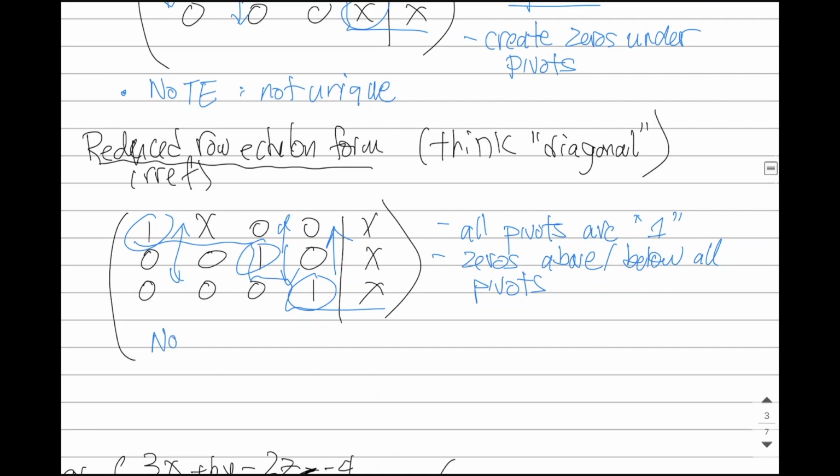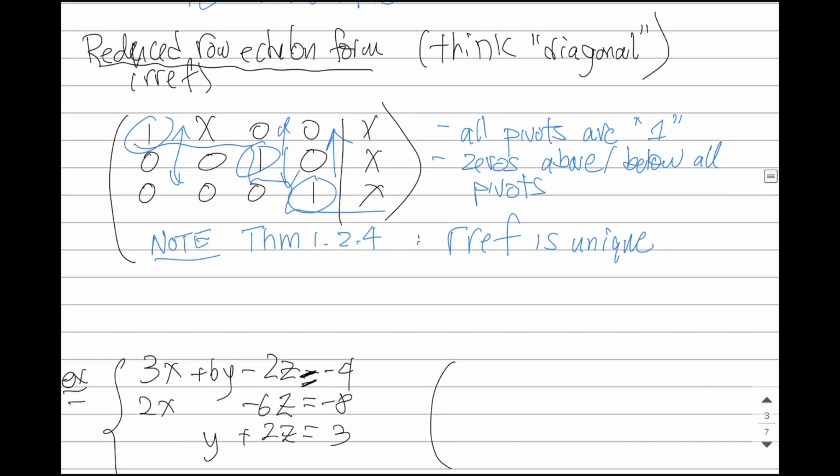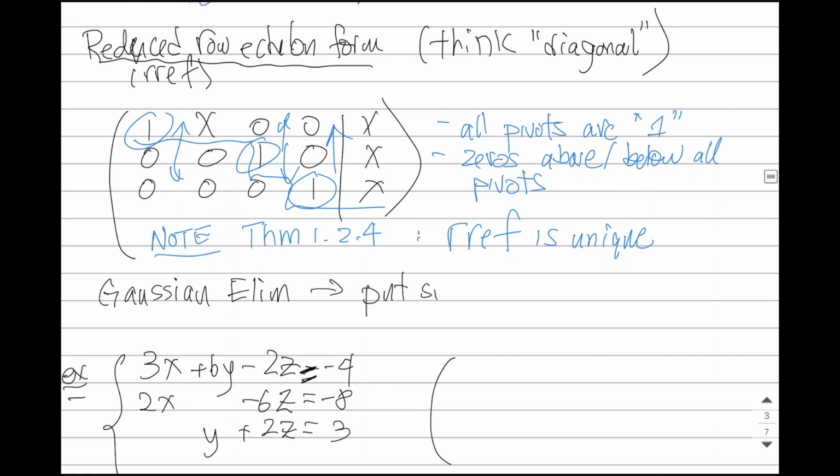Now, unlike before, reduced row echelon form is unique. RREF is unique. And this is a theorem. A theorem is an important mathematical result. And what it says is no matter what steps you take to get your matrix into this form, and no matter what steps I take to get my matrix into this form, we will both end up with the same final result. So Gaussian elimination is a way to get our matrix into reduced echelon form. So you're going to put your system into RREF.